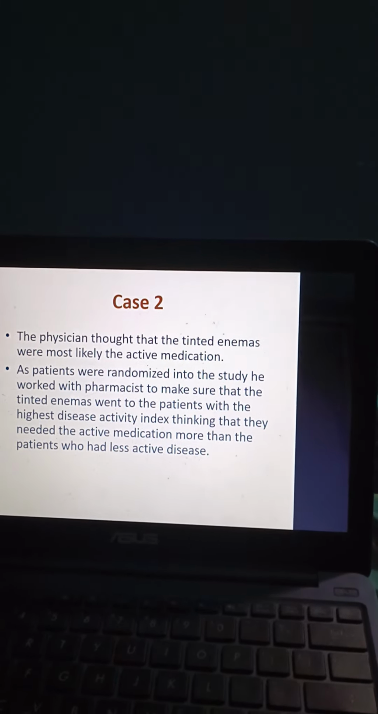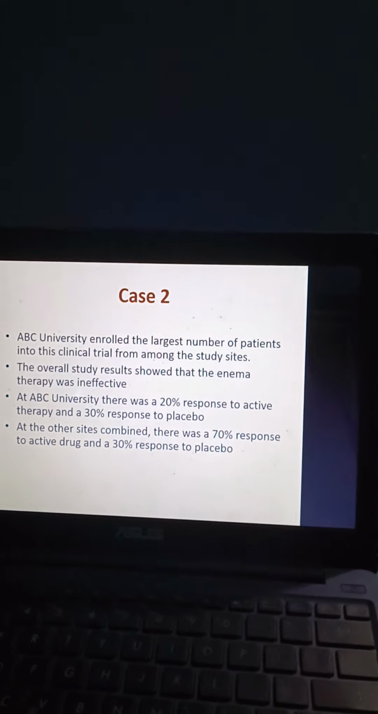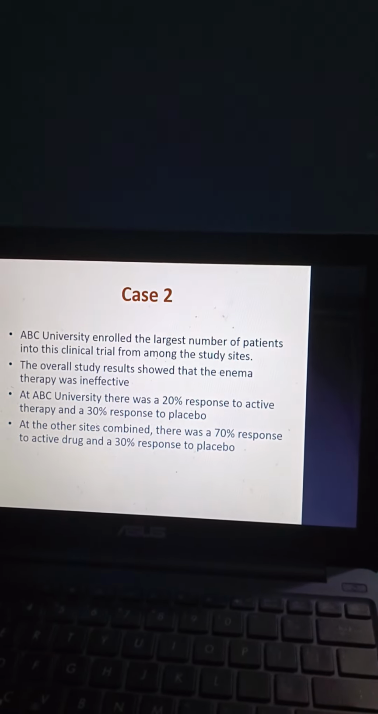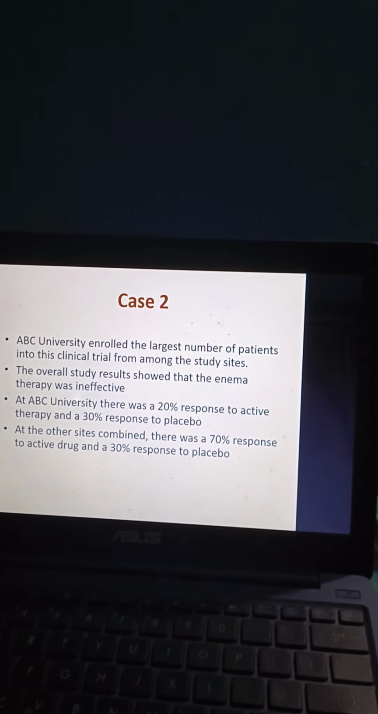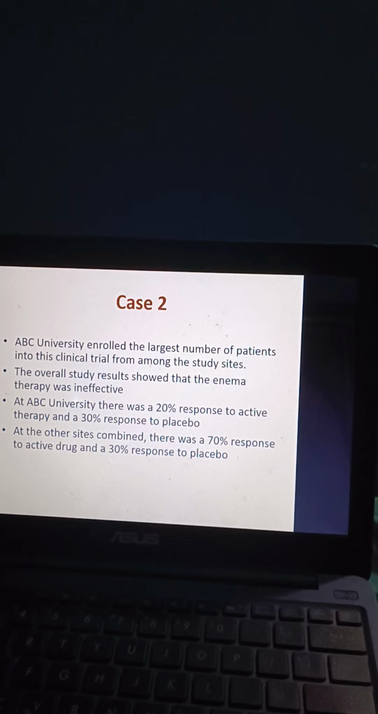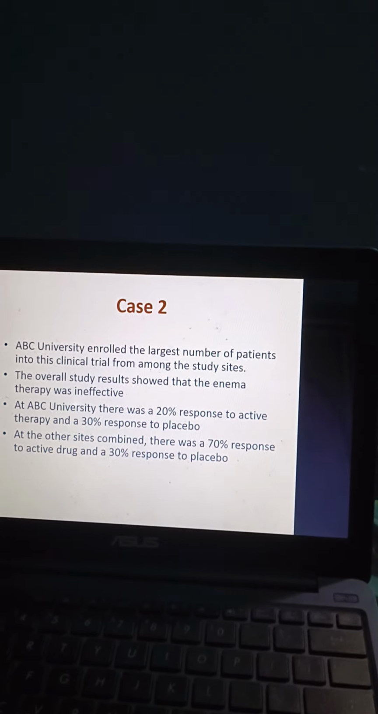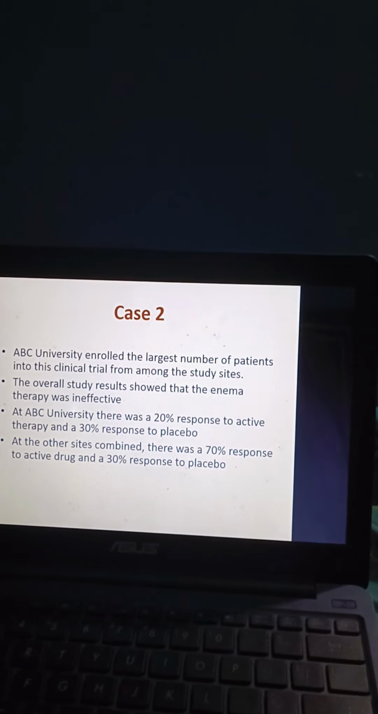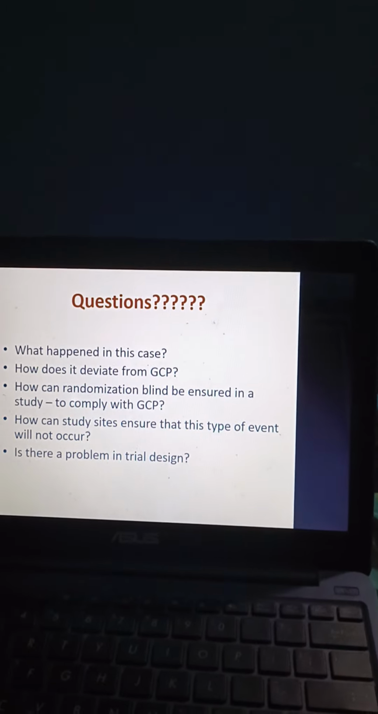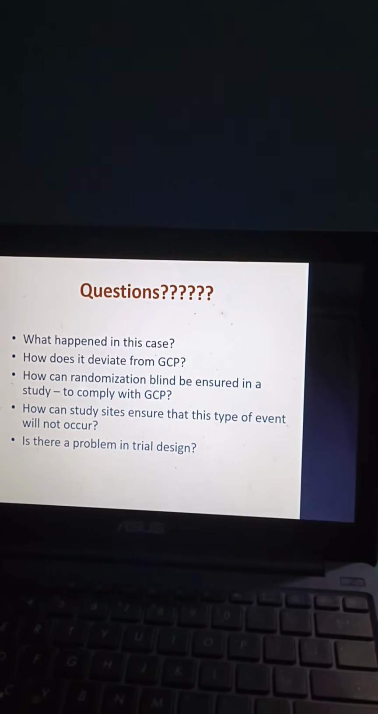ABC University enrolled the largest number of patients into this clinical trial from among the study sites. The overall study results showed that the enema therapy was ineffective. At ABC University, there was a 20% response to active therapy and a 30% response to placebo. At the other sites combined, there was a 70% response to active drug and a 30% response to placebo. What happened? Questions. What happened in this case? How does it deviate from GCP?